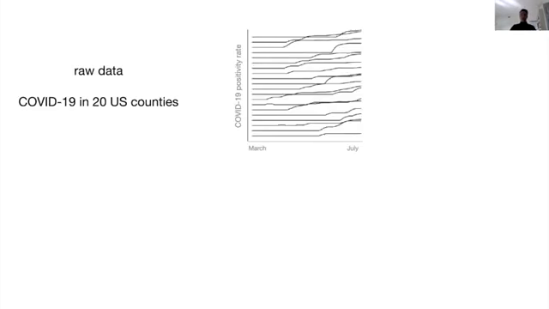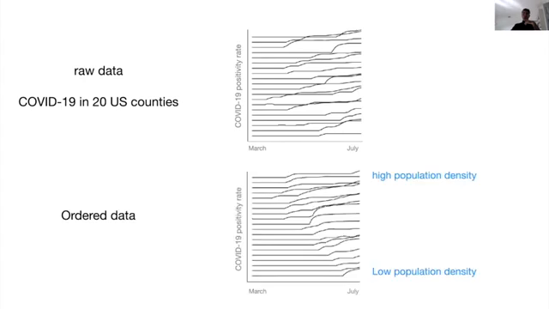Here is a data set. It's actually relevant. This is showing for 20 US counties, the positivity rate of COVID-19 from March to July. So it's a rather small data set and rather simple. We look at it, we can understand the main trends, and we can ask the question, can I reorganize the objects in my data set in some meaningful way? And I could, for example, if I have external information, I could reorganize this depending on population density. Okay, so if I do this, it's the same data, it's just reordered.